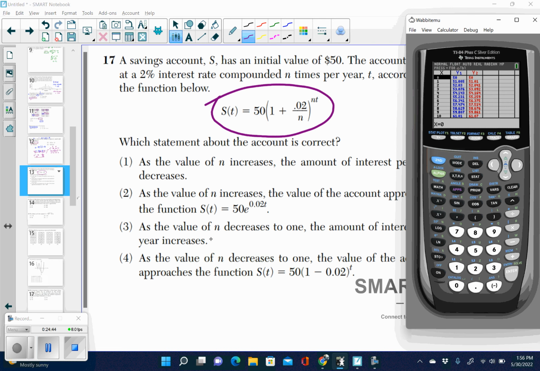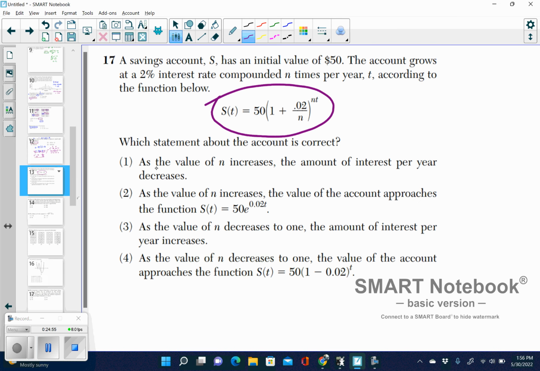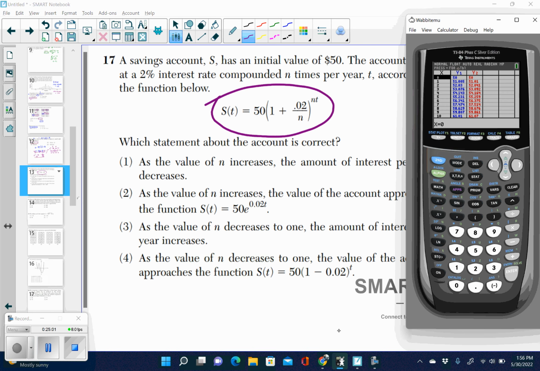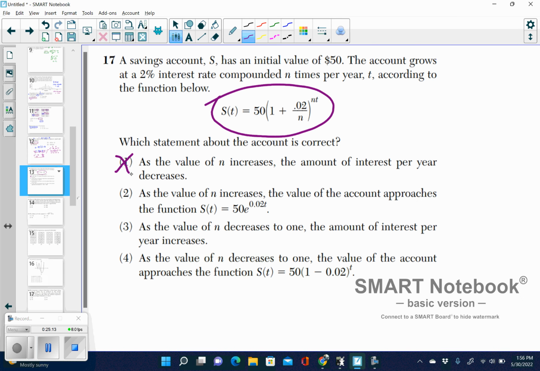So it says as the value of n increases or decreases. You could start it at 2 and then move up to 3, 4, 5, so on and so forth, and then compare. So it says for option number one, as the value of n increases, the amount of interest per year decreases. So if I look at my actual thing, here's the original function, and that's not true. As n increases, the amount still increases. So the first one is not correct.